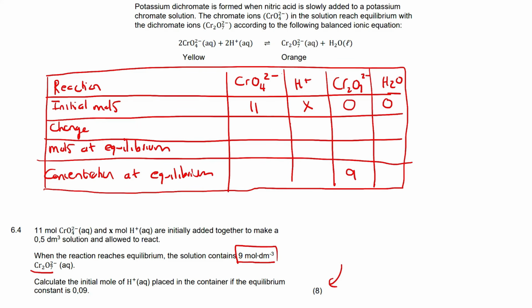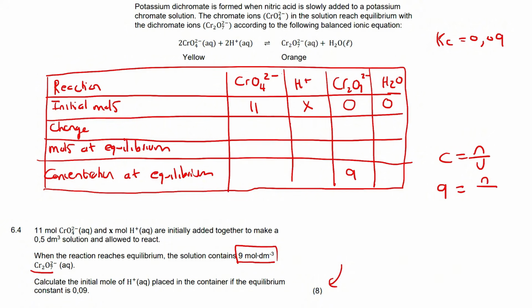Okay. Calculate the initial moles of H+, so they want you to calculate X if the equilibrium constant is 0.09. So Kc is 0.09. So what we're gonna do, guys, is we're gonna start here and we can work back one step. So we know that this line is concentration, this is moles. So the relationship between them is this formula over here. So we can fill in the concentration. And then the moles, we don't know.